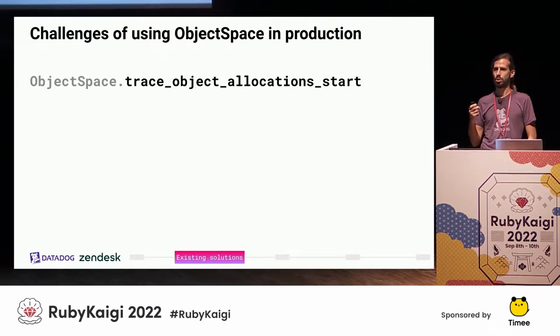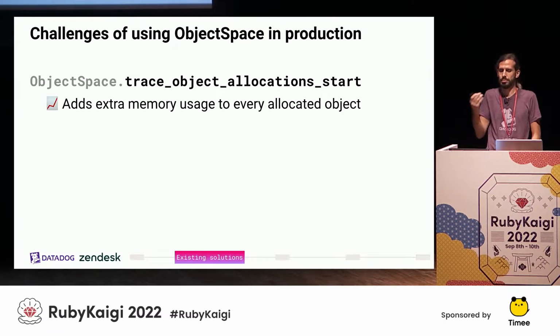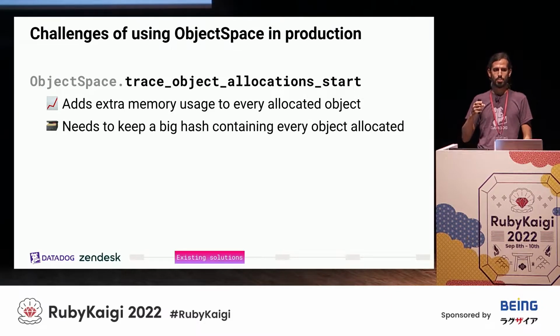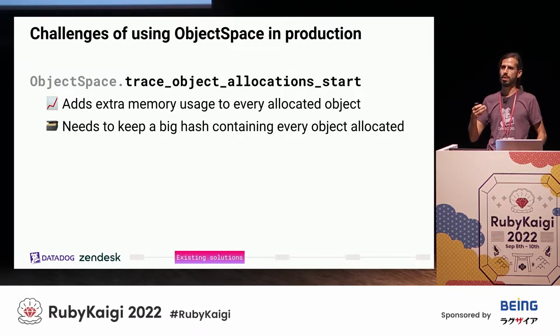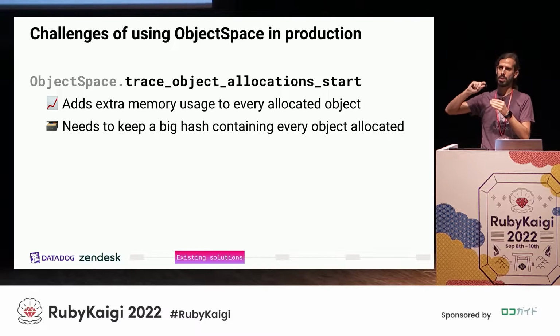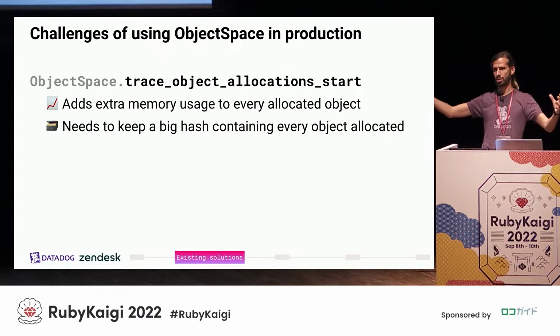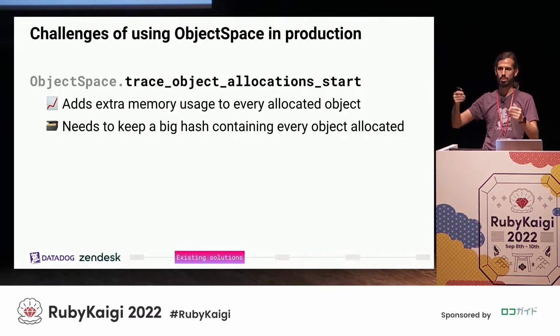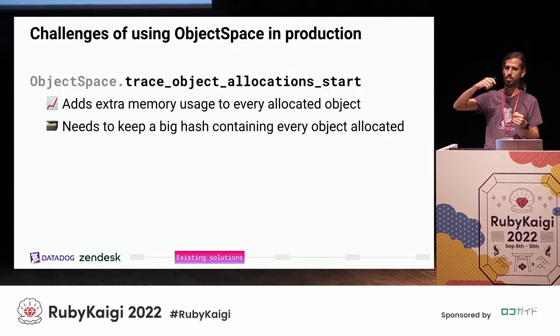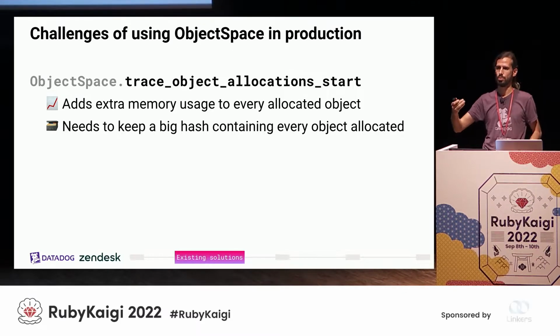For trace object allocation start, if we need to record extra information, that's extra memory usage added on top of every allocated object in your application. Furthermore, the way this works internally is that Ruby will keep a big hash where the key is the object and the value is the extra information. So not only do you need to keep the extra information for every object, but you also need to keep a huge hash with all of the keys and values, and remember to insert new objects into the hash and then remove them when they get garbage collected. So that's extra memory and extra CPU work.